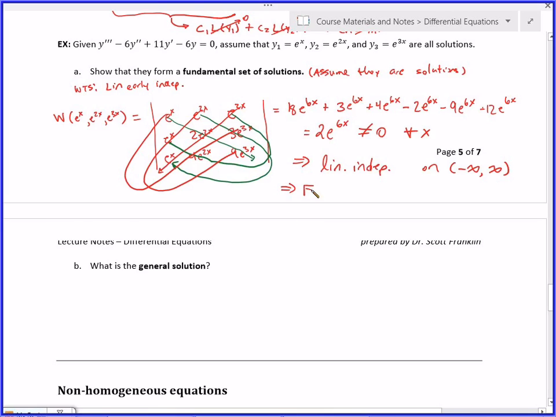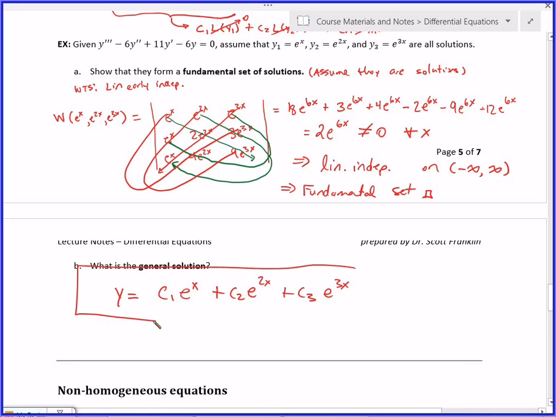Which means fundamental set. The next question is then what is the general solution? If we know this, this, and this form a fundamental set, then the general solution, you just write it down immediately. It's going to be C1 times the first function plus C2 times the second function plus C3 times the third function. That's your general solution to the homogeneous differential equation we were given.